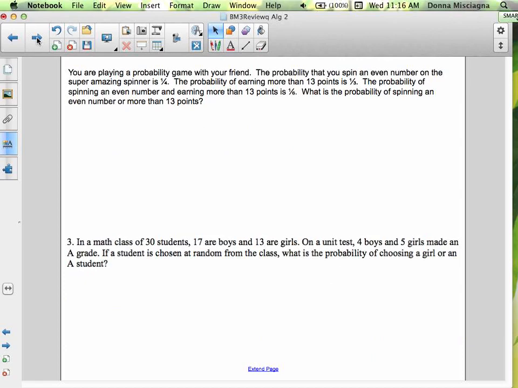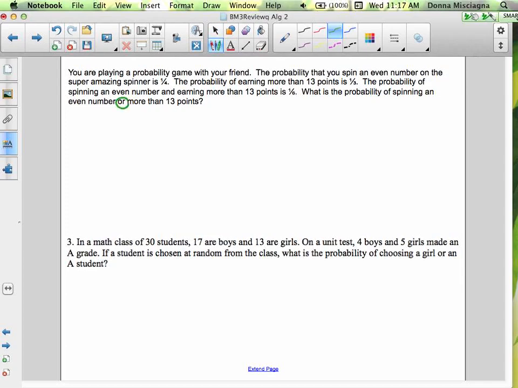You are playing a probability game with your friend. The probability that you spin an even number on the super amazing spinner is 1/4. The probability of earning more than 13 points is 1/3. The probability of spinning an even number and earning more than 13 points is 1/6. What's the probability of spinning an even number or more than 13 points?